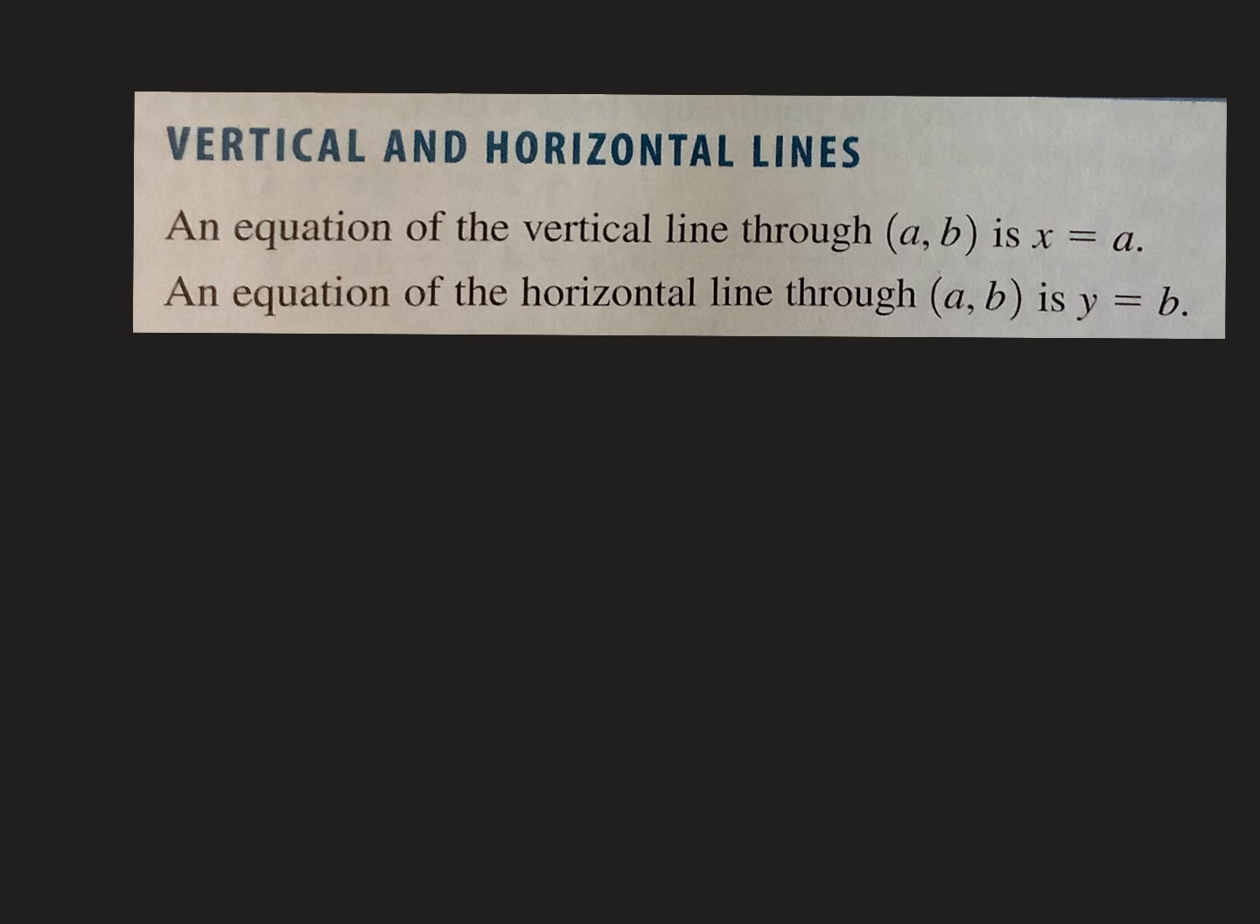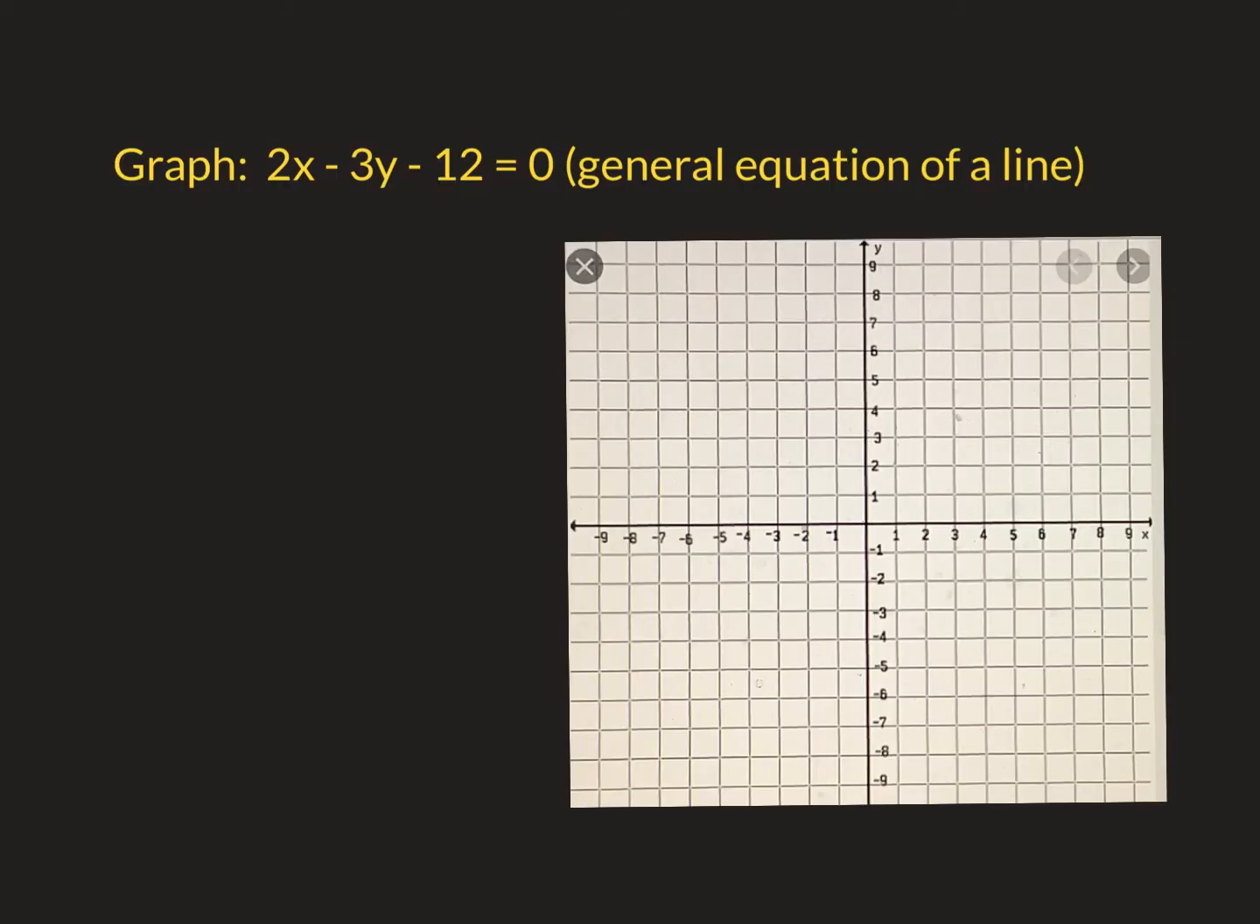All right, vertical and horizontal lines. Vertical lines only have an x. For example, x equals 2 would be a vertical line that goes through the x-axis at 2. Horizontal lines only have a y. Like y equals 3, we'd cross the y-axis right at 3. It would be horizontal and would not touch the x-axis at all. They're going to have you graph some.